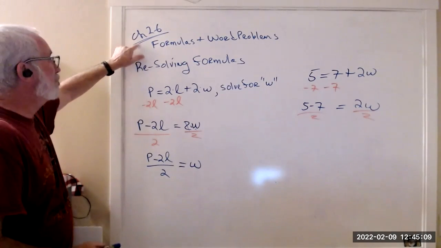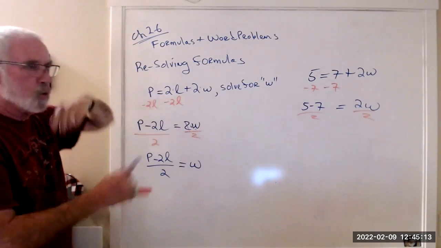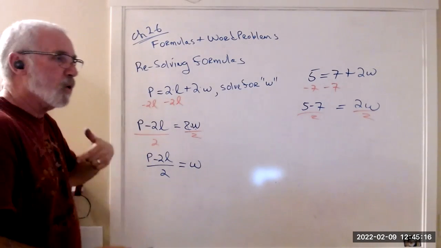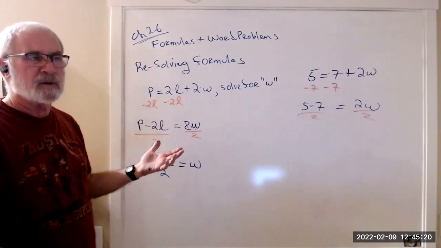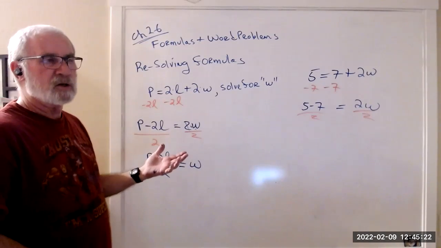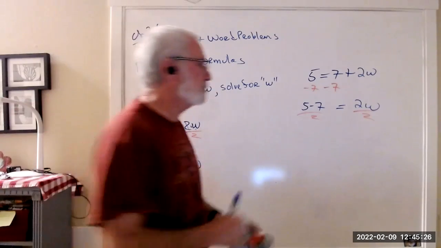So in section 2.6, you're going to get a bunch of formulas and they're going to say, rewrite them, solve for, and they may say the variable in red. Sometimes they're going to use colors, but they may tell you what to solve for. Let's try.